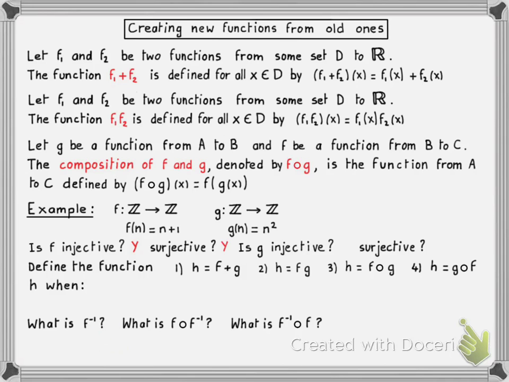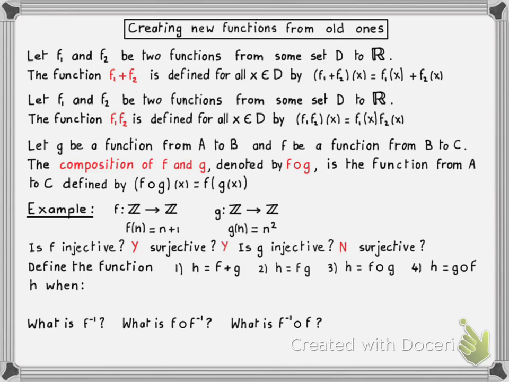Now let's turn our attention to g. Is g injective? Is it possible to find two different values of n such that when you square them you get the same answer? And the answer is yes. Take 1 and minus 1, or 2 and minus 2. You're going to get the same square number. So g is not one-to-one, is not injective.